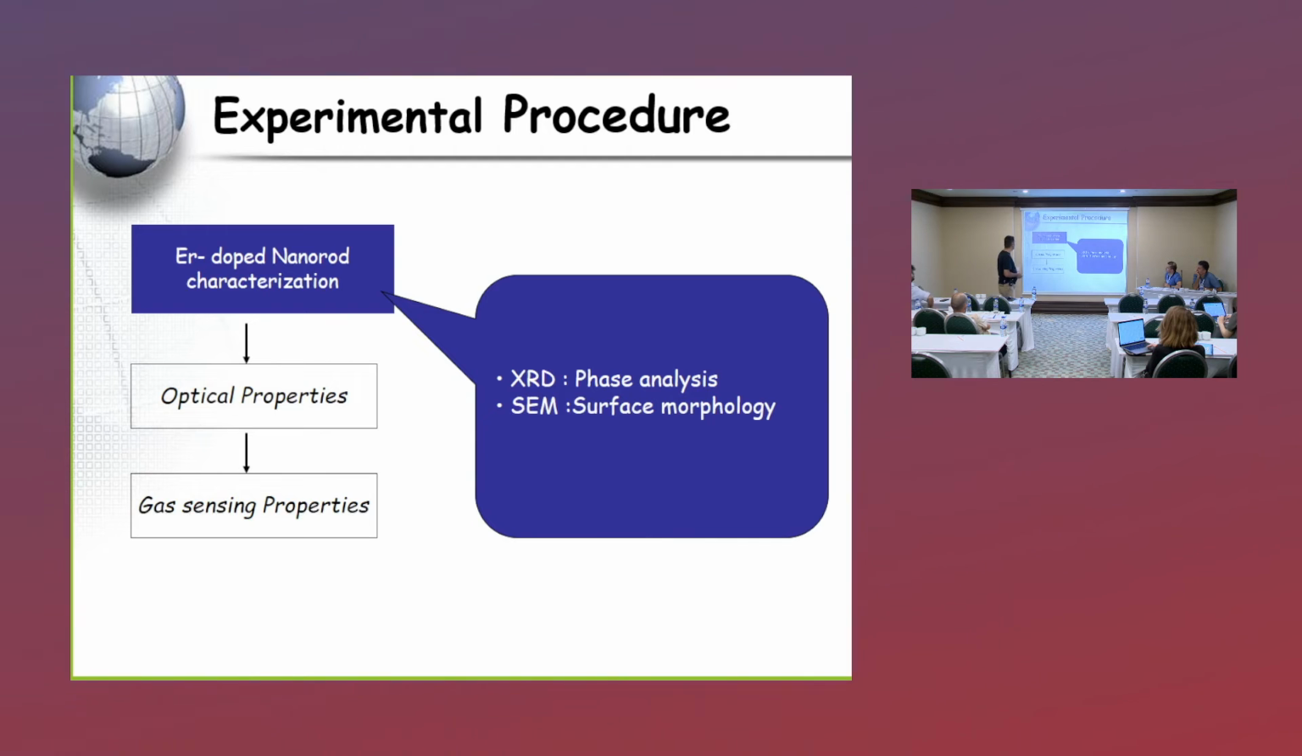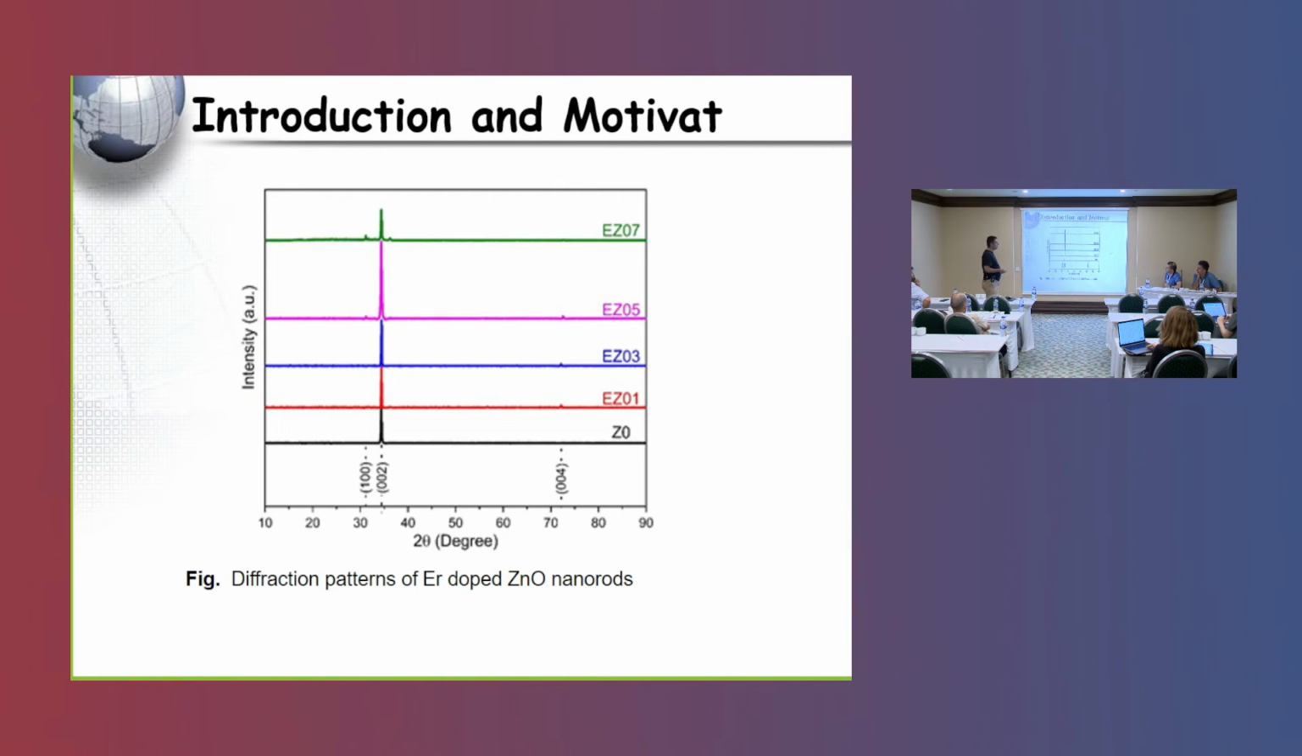That means we doped erbium into the nanorods. Again, we found from the XRD results the phase of the erbium doped zinc oxide nanorods. It is very important, because when we dope the nanorod with a second element, it is very hard. That means we need to find the second element taking the place of zinc in the zinc oxide nanorods.